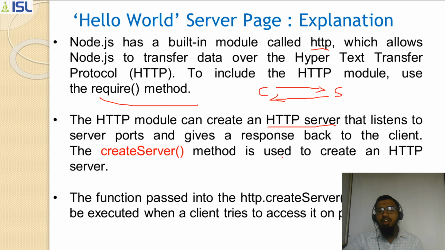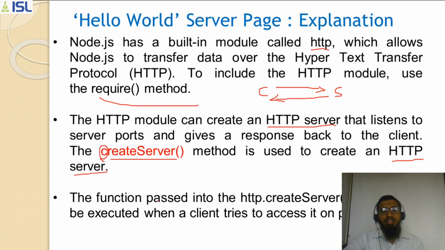The createServer method is used to create an HTTP server. Whenever you are using functions, the first letter should be small. From the second word onward, create is one word, server is one word. So for create, the first letter should be a small letter, and from the second word, the first letter should be capital. And if we have a third word, its first letter should be capital.